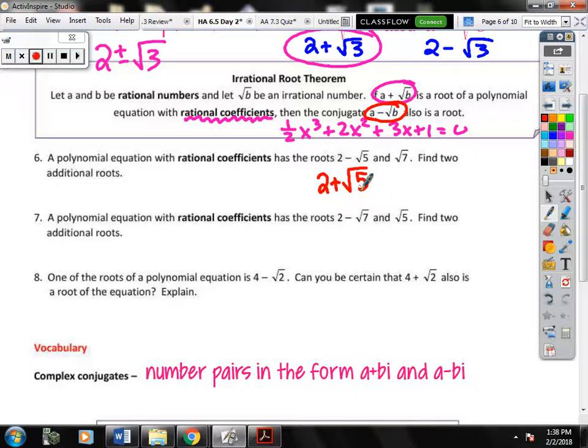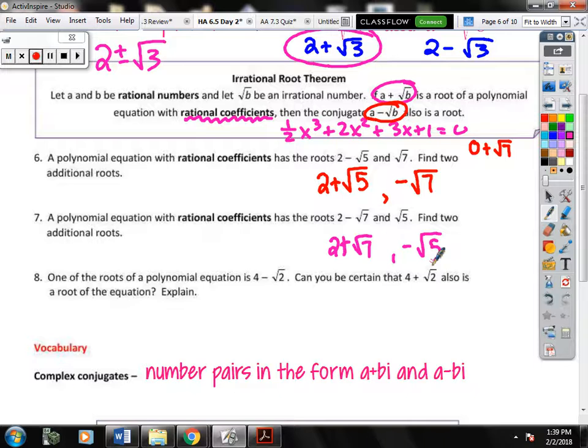Now, the square root of 7 isn't in the form a plus. It's really 0 plus square root of 7. You don't have to write it like that. But its conjugate would be negative square root of 7. Switch the numbers around. But yes. So we would have 2 plus the square root of 7, its conjugate, and negative square root of 5.